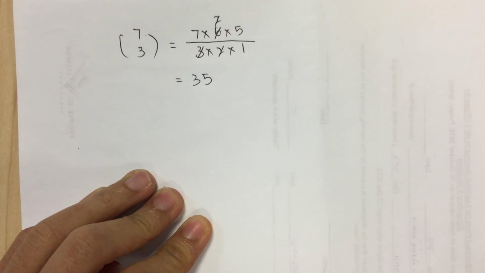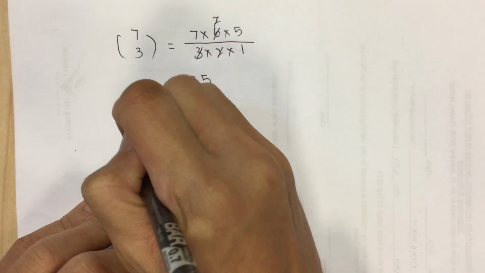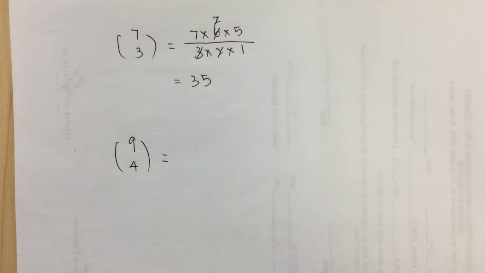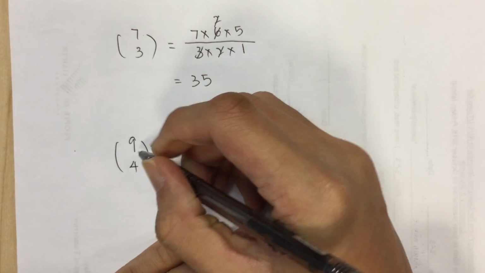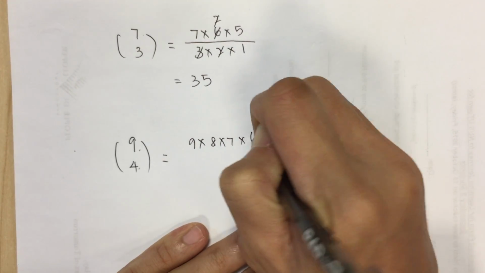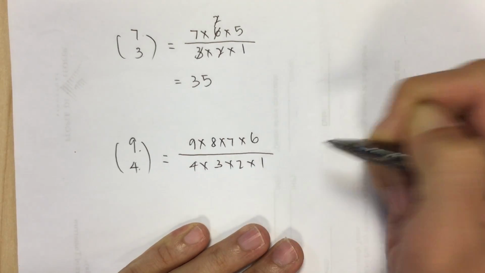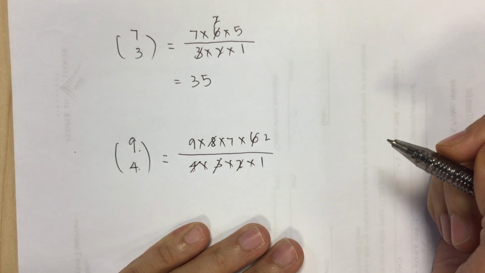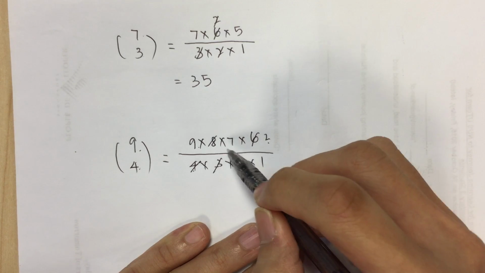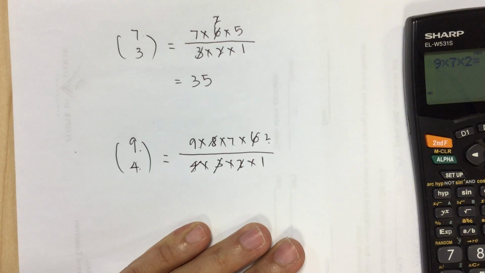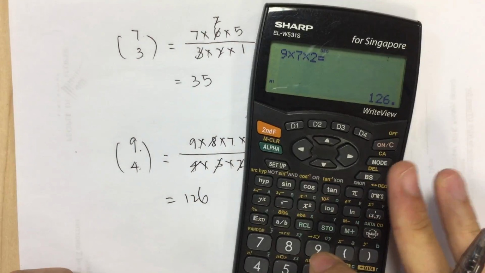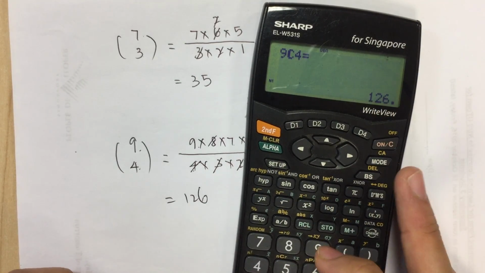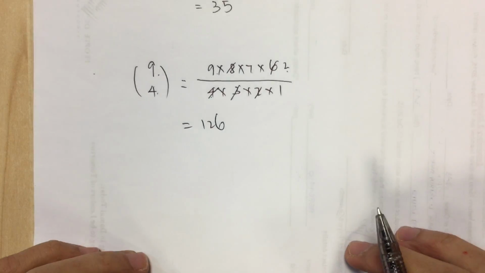Oops, sorry, there was an earthquake. Next one to try is 9C4. Maybe you want to take 5 counts to try writing this out. So far, I haven't told you how. I just showed you several examples. I was hoping you can find out the pattern. If you're ready, 9C4: 9, 8, 7, 6 over 4, 3, 2, 1. 2 and 4 gives me 8 now. 3, 3, 2. Then I will have 9 times 7 times 2, which gives me 126. Let's check with the calculator. 9C4: 126. There you go.